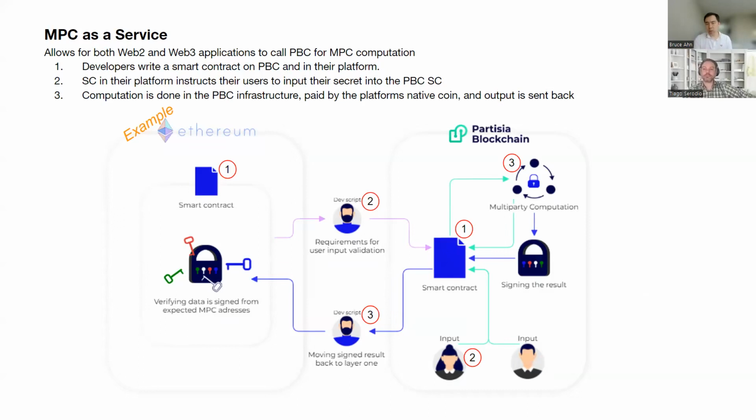And the way it would basically work is that the developer would create a smart contract on both sides: one smart contract on the Ethereum side, one smart contract on the Partisia Blockchain side. The smart contract on the Ethereum side would have requirements for input validations. It would allow the users of the system to input those inputs as a secret into the Partisia Blockchain smart contract. The Partisia Blockchain does the multi-party computation and then sends the results back over into their apps.